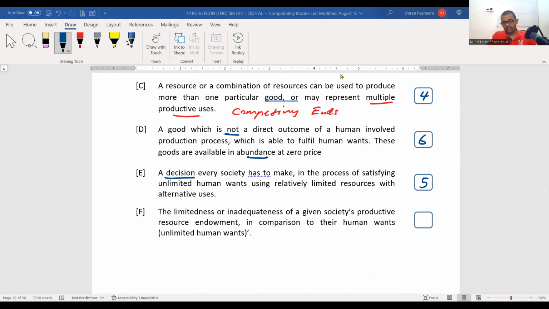Then F, the limitedness or inadequateness, when you hear those words itself, I think the idea is clear, of a given society's productive resource endowment in comparison to their unlimited human wants. Yes, our central concept, what is this? Our central concept, that is scarcity of resources. Is it number 2? Yes, very correct. Number 2. Right, done.